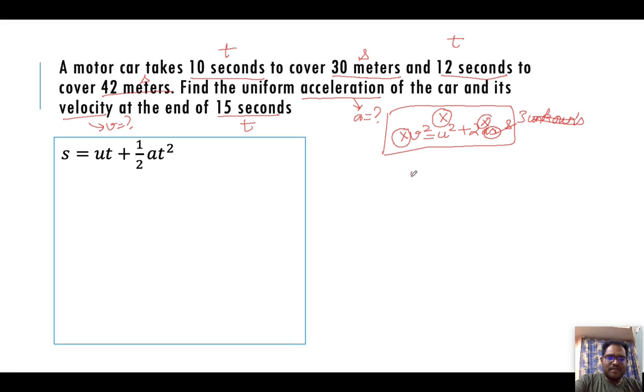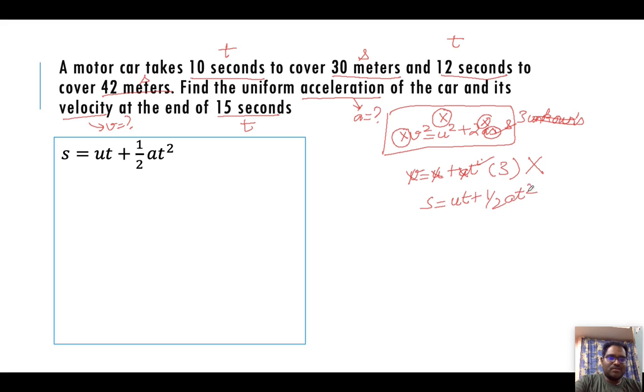Then you have this particular equation, v is equal to u plus at. If you consider this, v is not known to us, u is not known to us, a is not known to us, only t is known. Here also you have 3 unknowns, which means this equation also cannot be used. So the last equation is s is equal to ut plus half a t square.